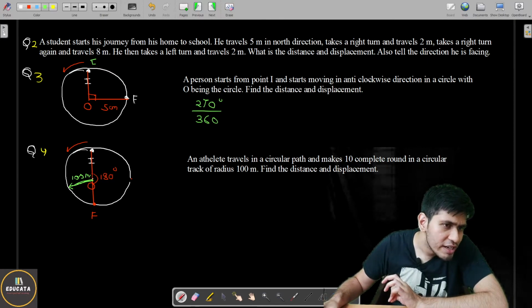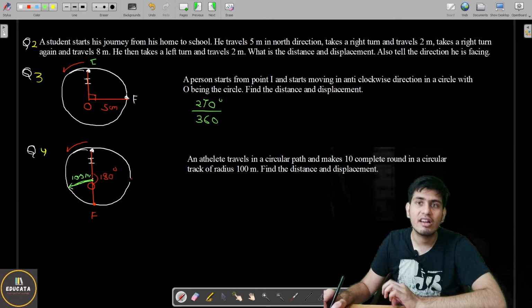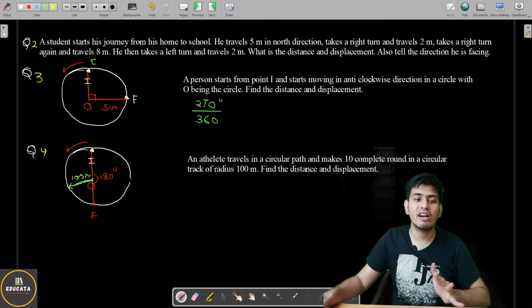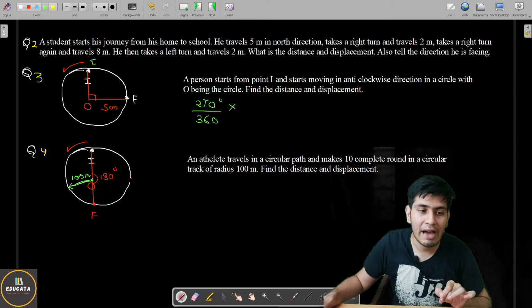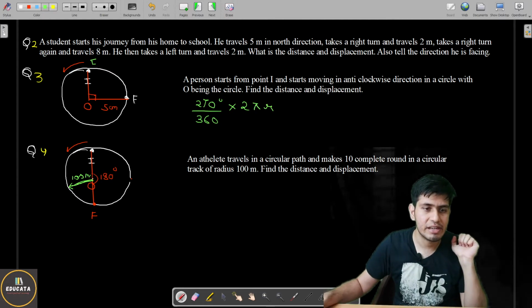Now, what is the perimeter of the circle? The perimeter of the circle is basically equal to 2 pi r. So you have to simply multiply by 2 pi r, where r is equal to 5 centimeters.